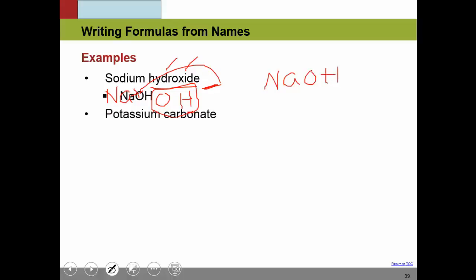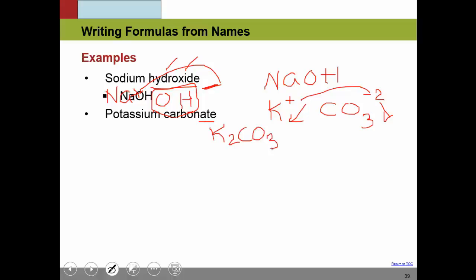The next one, potassium carbonate. Potassium is K, and it has a +1 charge. And the carbonate, ate, means I've got to have some oxygens with it. So it's carbon with a certain number of oxygens, which just happens to be 3. And the whole thing has a -2 charge. So when we swap, drop, and reduce, we're going to get K2CO3. And again, we only need one of the CO3 groups, so no parentheses around it.